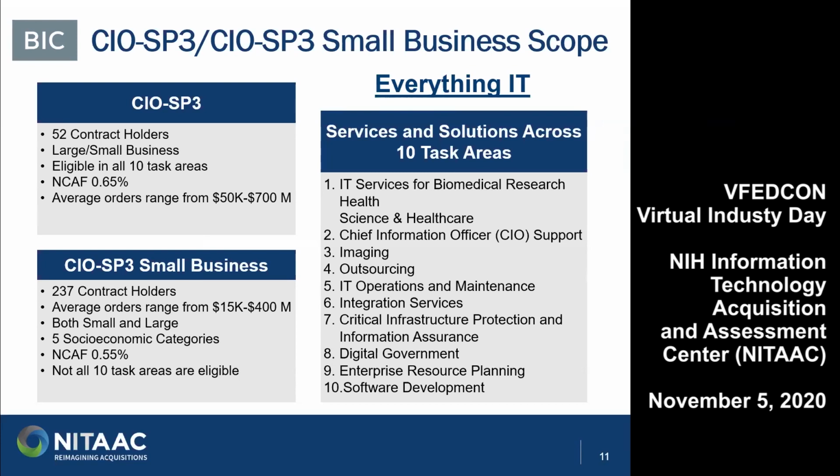It's generally smaller awards. There are a few large businesses on there. And as mentioned before, we cover all 5 socioeconomic categories, and the fee for use is slightly smaller, 0.55%. That fee is only collected when the dollars are obligated. So if you have a multi-year action, you're not paying the fee for the entire action, you're paying whenever the money's obligated. And the small businesses do not have to be eligible in all 10 task areas. Next slide, please.